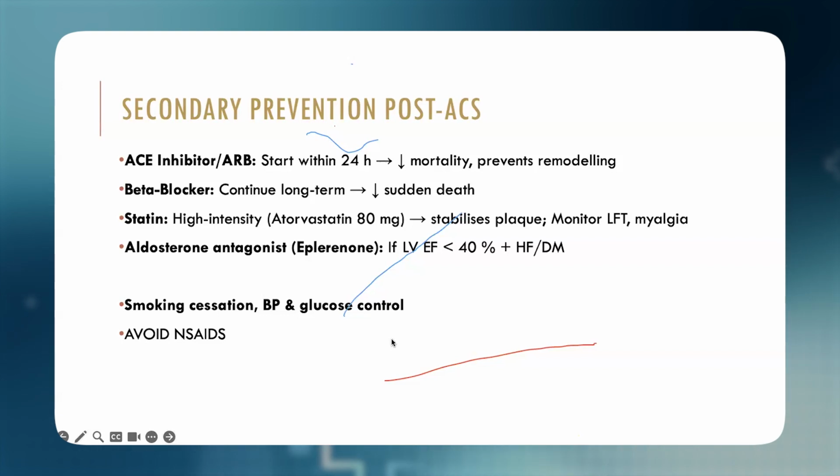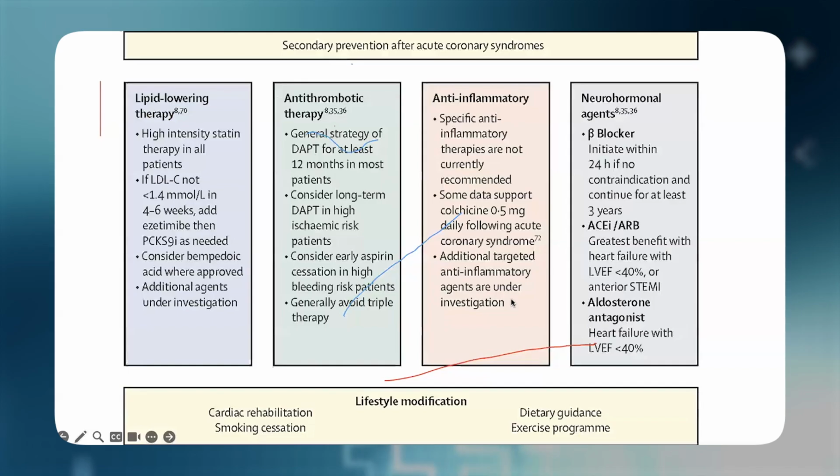They stabilize the plaque. They do not immediately lower the LDL. They stabilize the plaque and prevent further ischemia, further formation of clot. Monitoring of LFT and myalgia symptoms needs to be done. Aldosterone antagonist eplerenone is only started if the ejection fraction is less than 40 or there are signs of heart failure. And long term, there should be smoking cessation, BP and glucose control, of course.